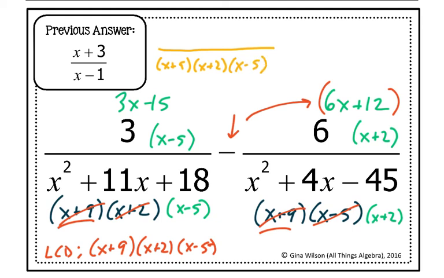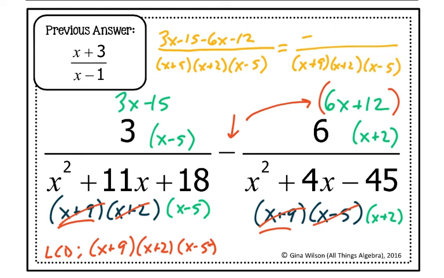Great. Numerators, here we go. Using the distributed versions that I made, I get 3x minus 15. Now watch this, I'm subtracting, ready? Minus 6x, ready? Minus 12 because of the negative sign. Great. x plus 9, x plus 2, and x minus 5. Okay, the tops, I've got a minus 3x and a minus 27. Great, good job.